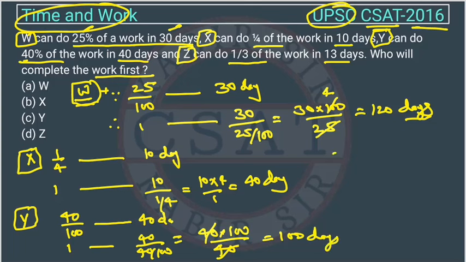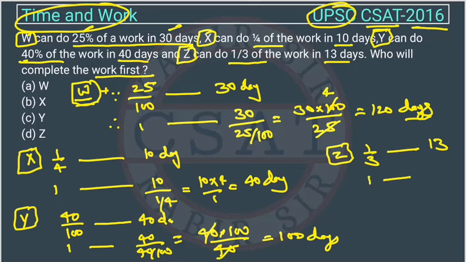Now for Z we will calculate. So Z can complete 1 by 3 of the work in how many days? 30 days. See, you can do it directly also. Like 1 by 3rd of the work is completed in 30 days, so one work will be 30 into 3. Similarly here, 1 by 4 of the work they are completing in 10 days, right? So this is equal to 25%. Otherwise you can use this method, anybody can solve it, right? So this will be 4 times. So here Z is completing 1 by 3rd of the work in 30 days.